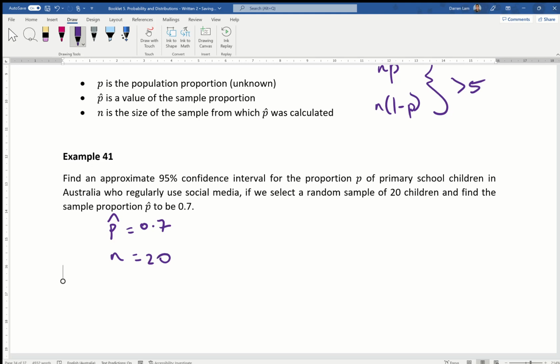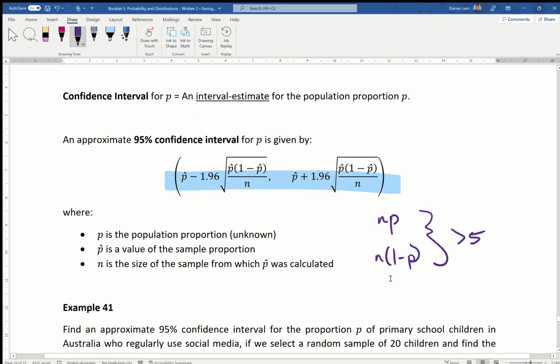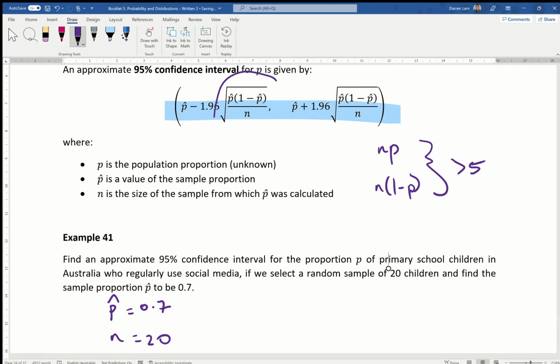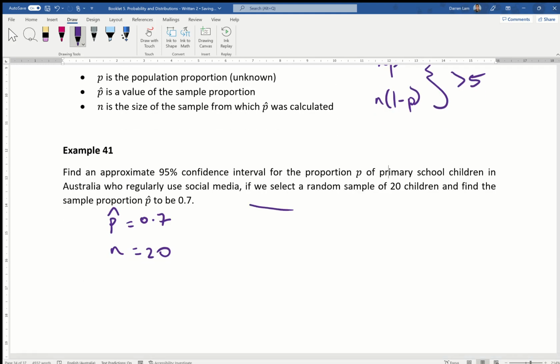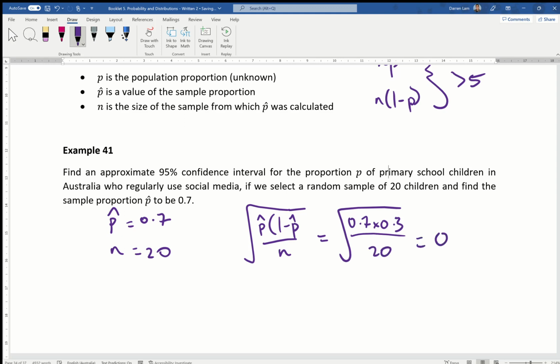I'm going to use my formula. I'm going to start by looking for this section of my formula, because that's the same on both sides, isn't it? Using that section, I know that the square root of P hat multiplied by 1 minus P hat over N, and you'll recognize it looks quite similar to our standard deviation, equals, and I'm going to substitute my values in: 0.7 multiplied by the probability of failure, divided by my sample size, which is 20, which equals 0.1025 when you put it in your calculator.